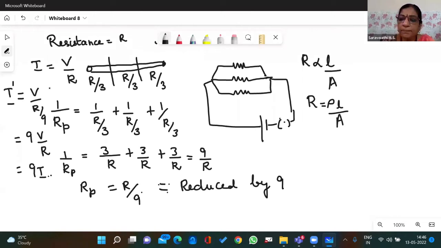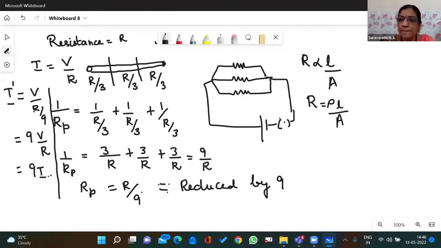Is it clear? Is it clear or not? So what is the change in the current? Current will increase 9 times, whereas resistance will reduce by 9. It will be 9 times less than the original value.